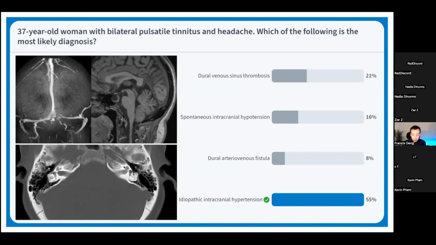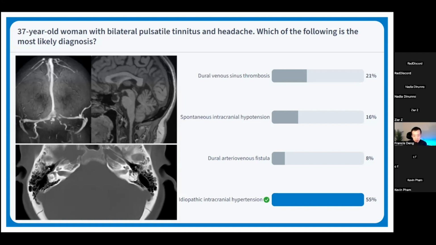Okay, a majority of you got the answer correct, which is idiopathic intracranial hypertension. When provided the history of a reproductive age woman who has pulsatile tinnitus and headache, one of the first diagnoses that we should think about is idiopathic intracranial hypertension.